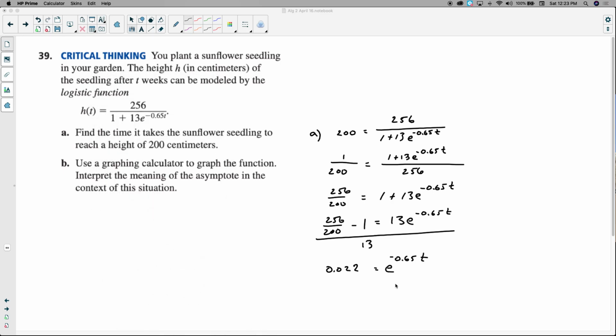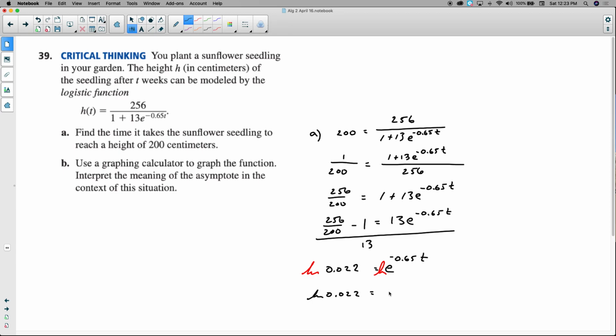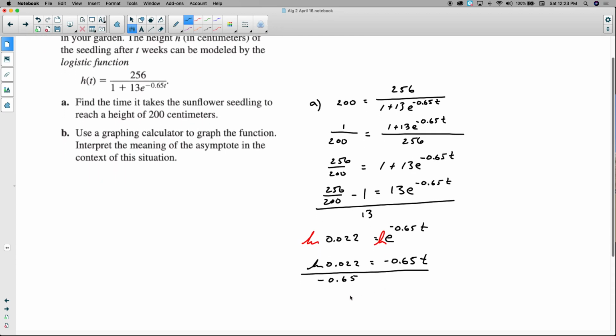Okay, so then the next thing to do is, I'm trying to get to t, so it's time to get rid of the e now. That's an old lesson. So we're going to natural log everything, and then this just becomes some other annoying decimal. But this becomes negative 0.65t. And then finally, dividing off the negative 0.65. So I have t equals, and then it's back to the calculator.